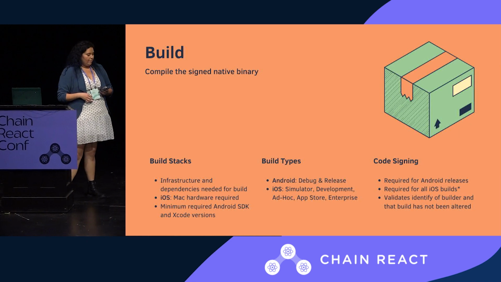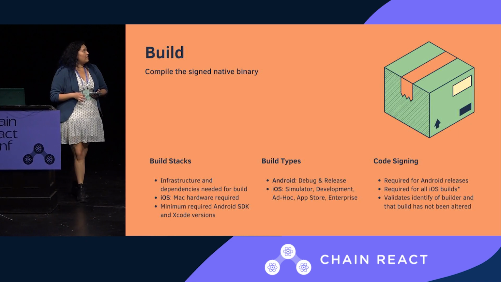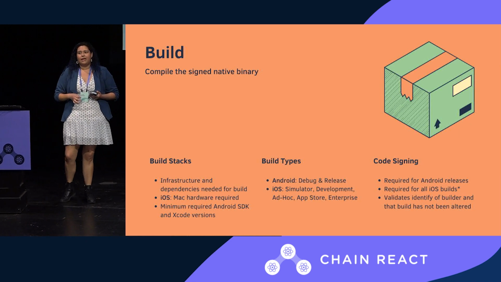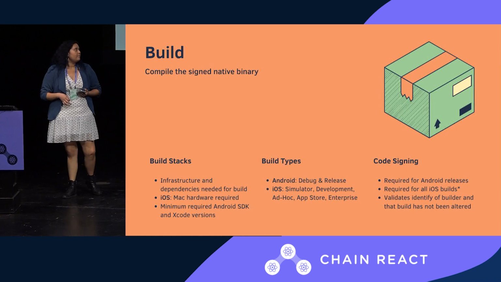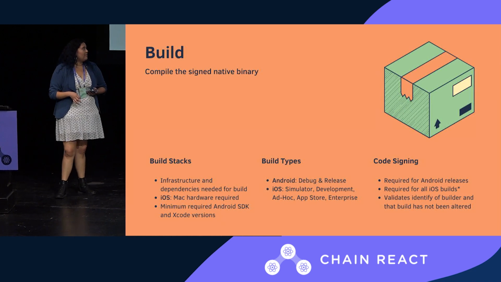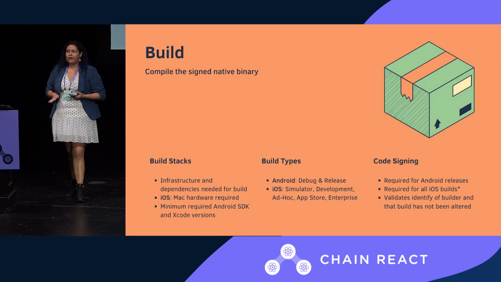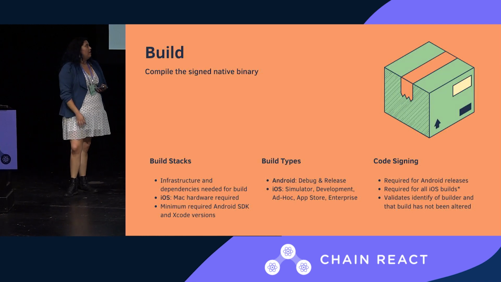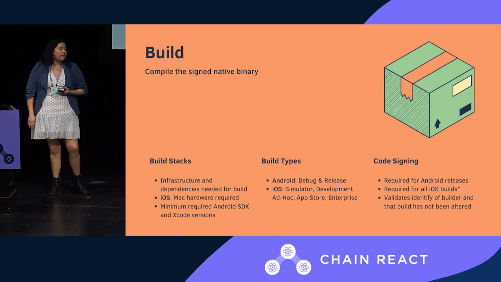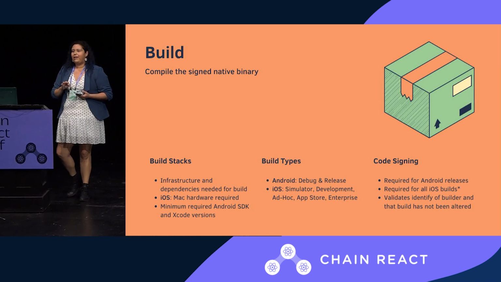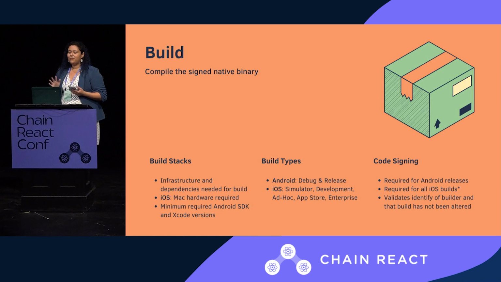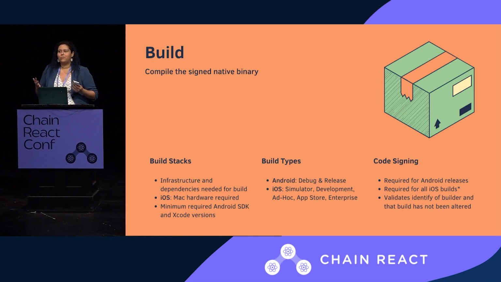Then there's the code signing process. And the code signing process is really what makes this so complex because of the signing credentials that are needed for this. It's required for Android releases and all iOS builds except for Simulator. So anything that runs on an actual device for iOS, you do have to sign it. What this does is it validates the identity of the builder and that the binary has not been altered. And again, this is a requirement from the platform because the platform sets the rules, right?